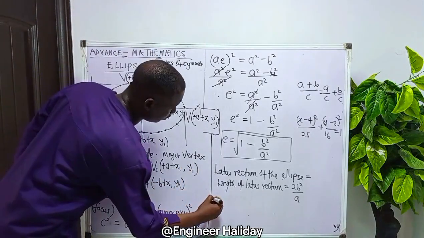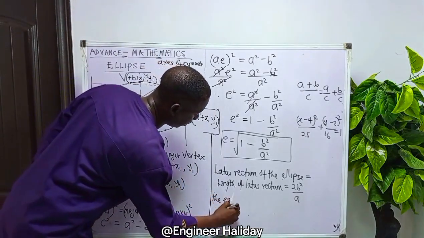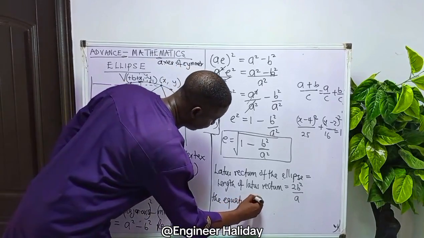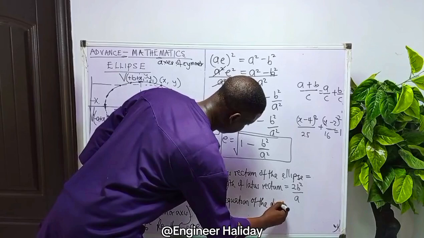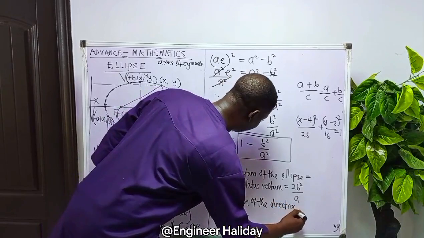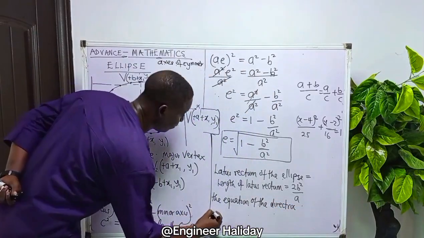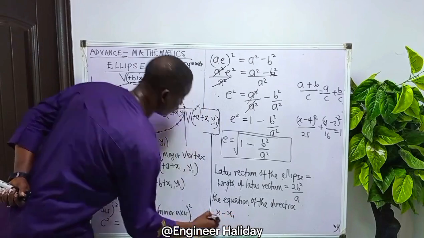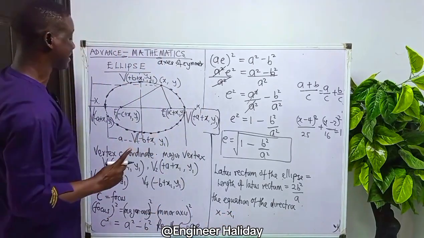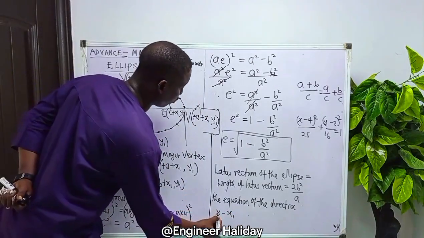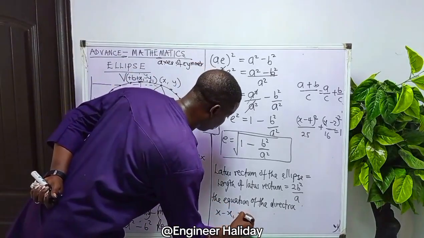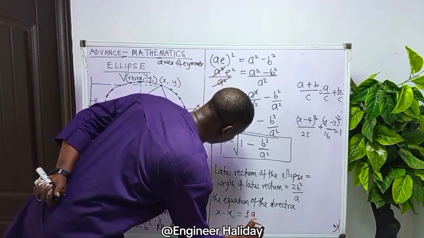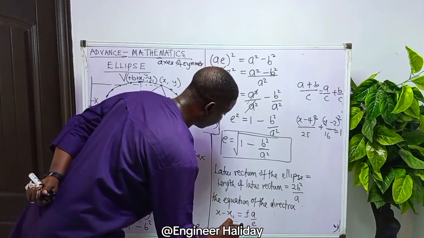Now what about the equation of the directrix? How do we get the equation of the directrix? The equation of the directrix is simply x minus x1, if it lies on the x-axis. If it lies on the y-axis, it will be y minus y1. Since it lies on the x-axis, we have x minus x1 equal to plus or minus a over e.